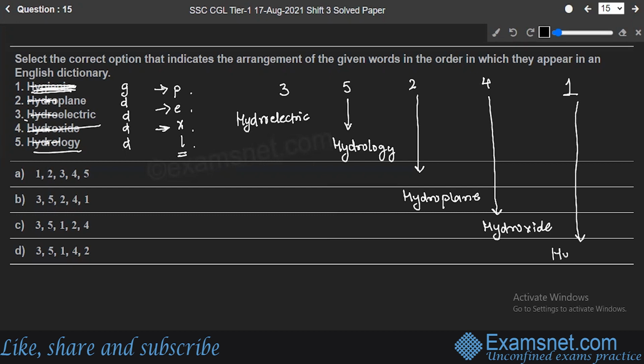And the first one we already discussed. This one is hygienic. Hope you're clear. So the sequence is 3, 5, 2, 4, 1. Let's see, 3, 5, 2, 4, 1 is option B. Hope you're clear with this, right? Let's move to the next question.